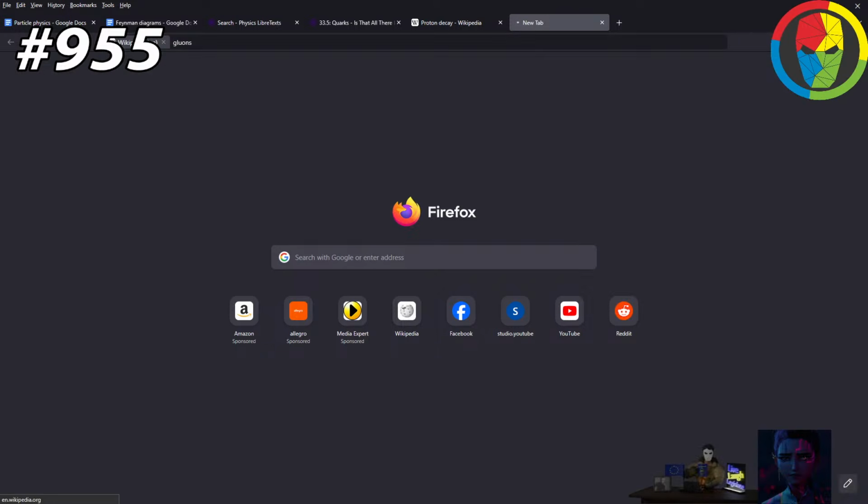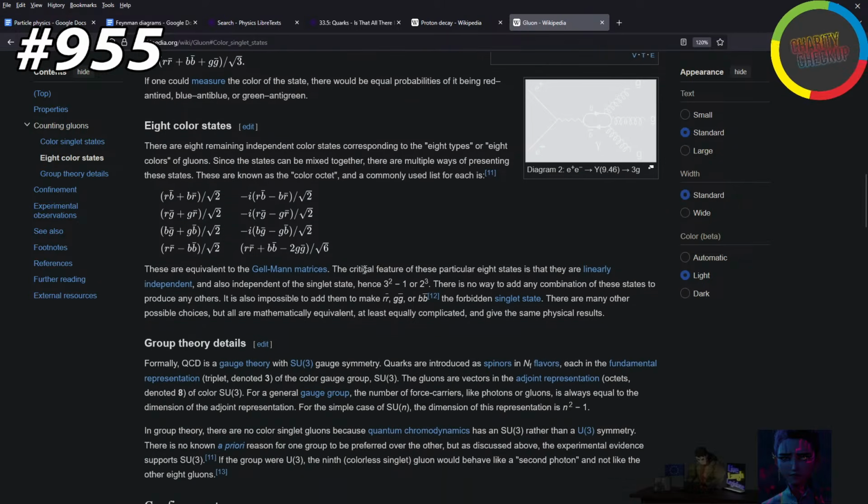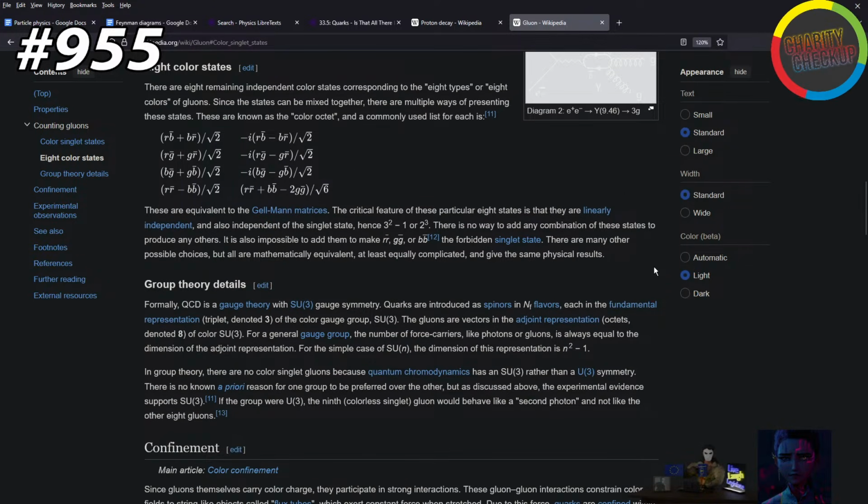But still, quick question. Gell-Mann matrices. The eigenstates are linearly independent, so independent of the state. No way to add any combination of these states to produce any others. So impossible to make them. I have bad news for you. There's one more.